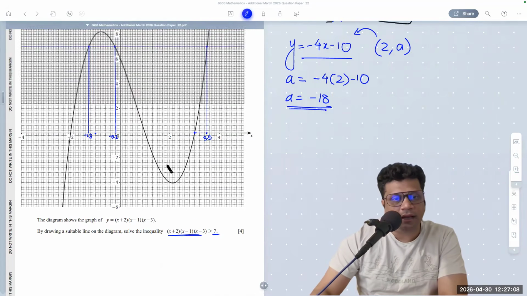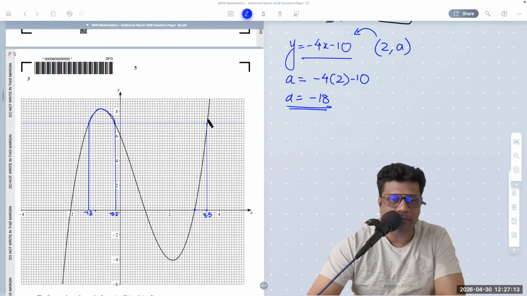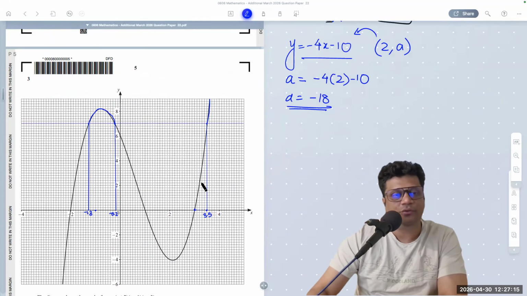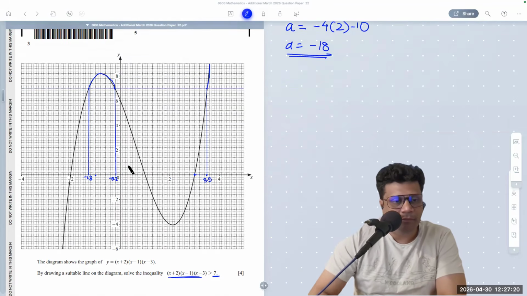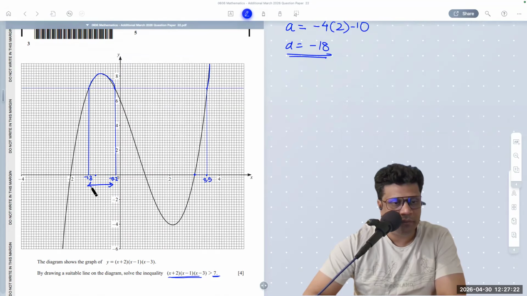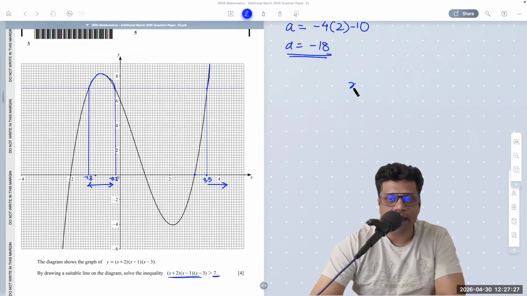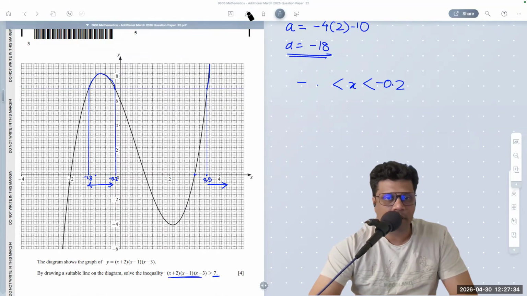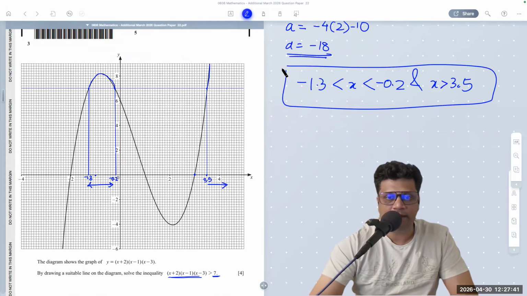Now you want the curve, you want this part of the curve above the 7 value and this part of the curve. So you keep x between these two and to the right of 3.5. So your answer is going to be x less than negative 0.2, greater than negative 1.3, and x greater than 3.5. That is your answer for it.